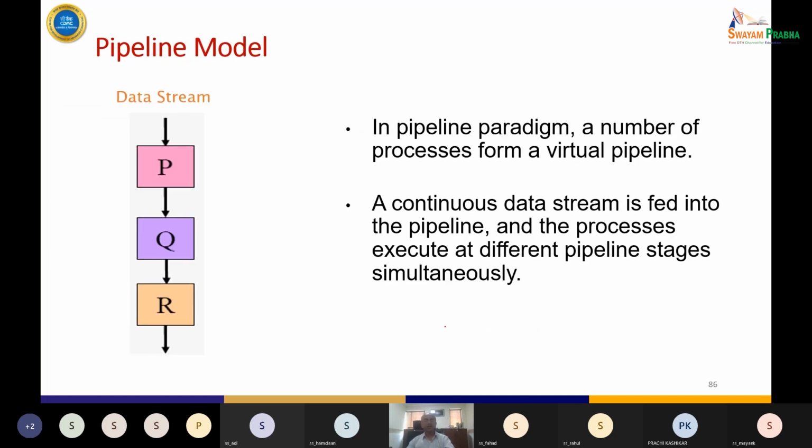Pipeline model. You form some kind of a pipeline. The output of P goes to Q, Q does some processing, and its output goes to R. This is very similar to the fetch, decode, execute pipeline we have. It is useful when data is streaming: continuous data is coming, you are doing a series of transformations, the data goes from one stage to another, and finally you get the output. Some algorithms can take good advantage of this pipeline model.